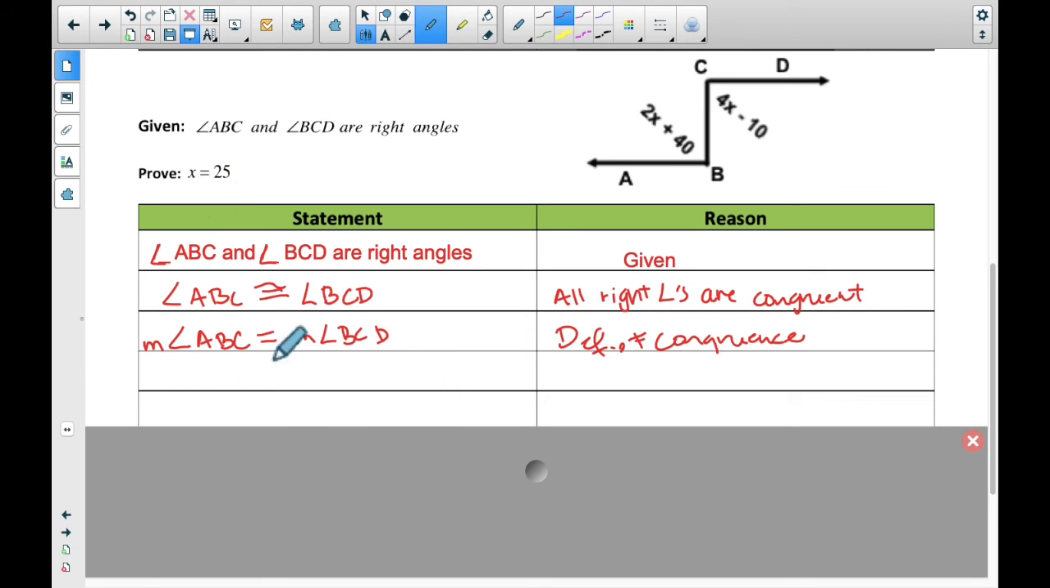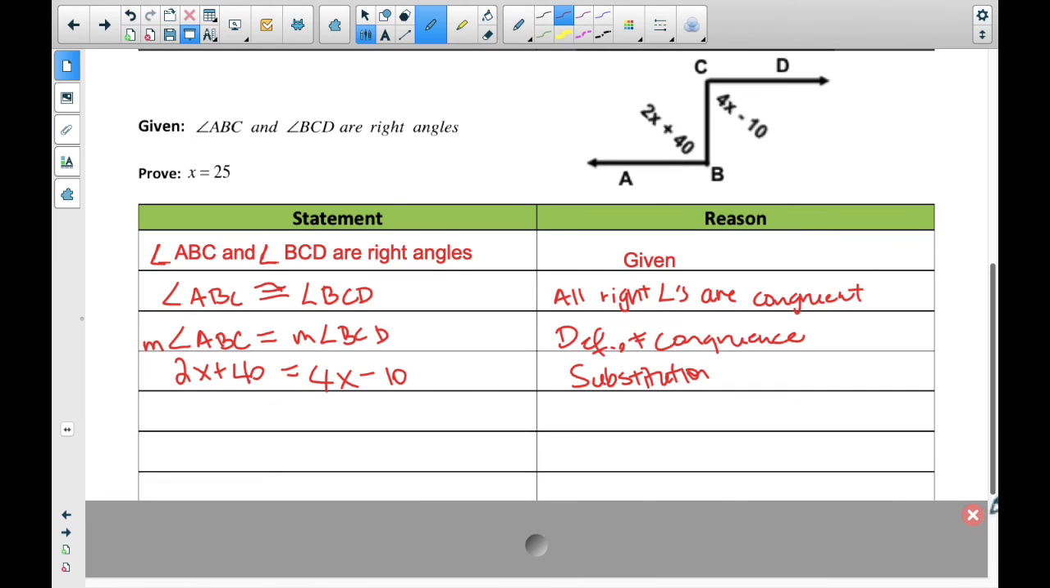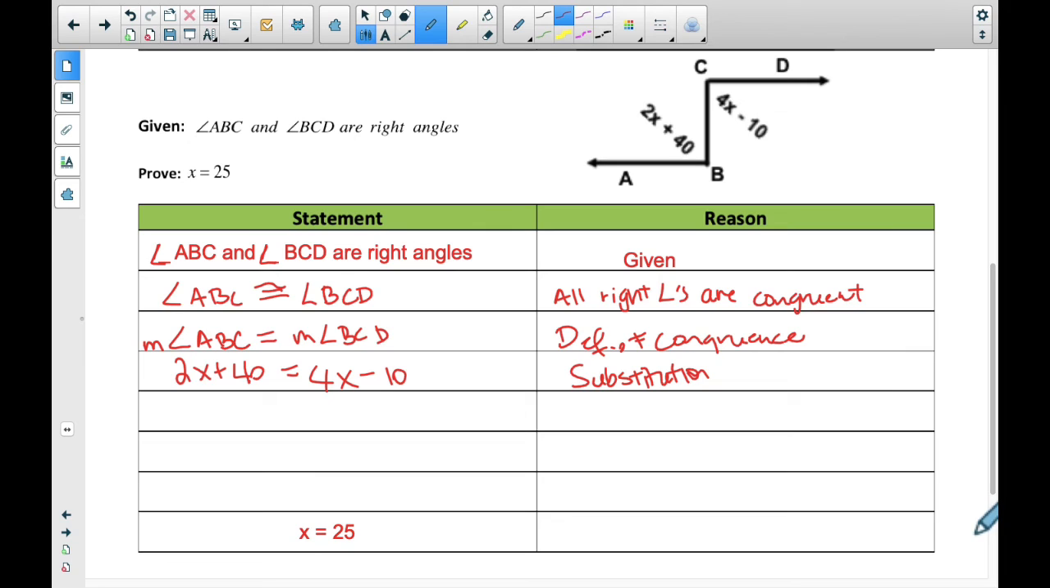Okay, if we know that all right angles are congruent, so we have these two measures equal to each other, if we look up at our diagram, ABC is 2x plus 40, and the other angle, BCD, is 4x minus 10. So I'm just going to call that substitution because I just looked at my diagram and I substituted in for my information in for those parts. Okay, I need to get down to x equals 25. I'm basically just solving now.